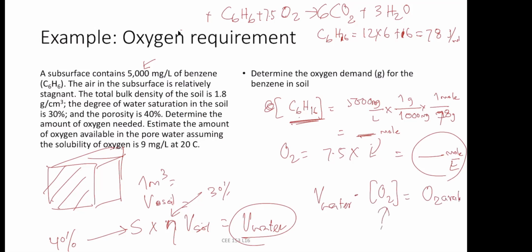And this is 9 milligram per liter. And the volume of water you already calculated. So that will be the amount of oxygen available, in milligram per liter. Again, convert that to moles per liter, then you know that the amount of oxygen needed is way, way more than what is available. That's why, in fact, you have to pump. Okay, again, these are just the mass balance calculations.